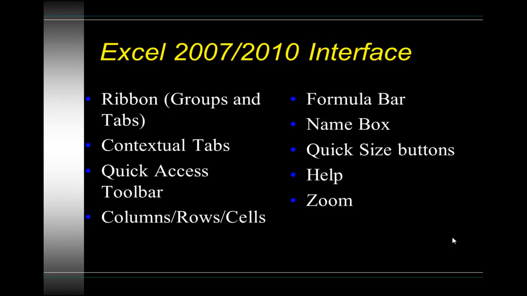We'll take a look at the formula bar, the name box, the quick size buttons. All of you are familiar with the buttons in the upper right corner of Microsoft Windows, the close button, the maximize, restore down button, and the minimize button. That's what that means, the quick size buttons. We'll take a look at getting help in the system, and also take a look at zooming.